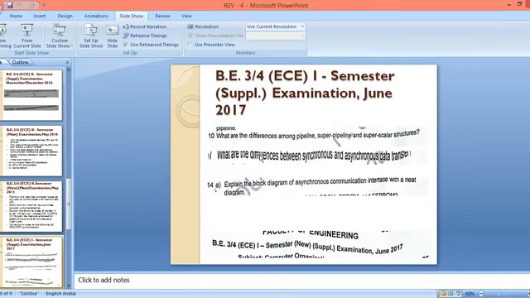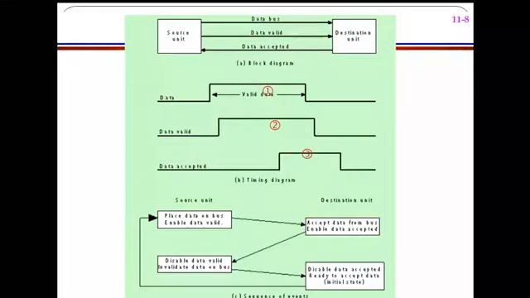Here also: what is the difference between synchronous and asynchronous data transfer? Just now we have discussed. In the synchronous and asynchronous data transfer, the data which you are going to keep.